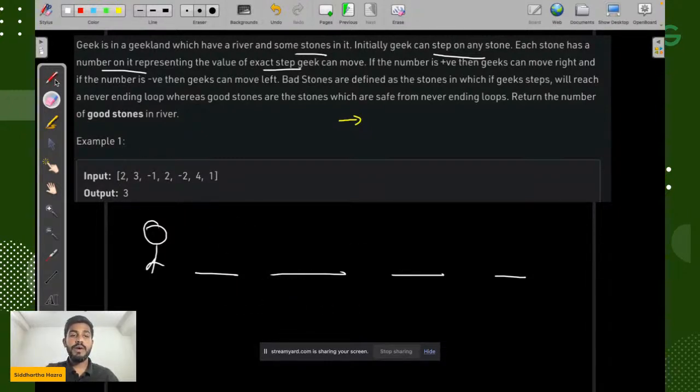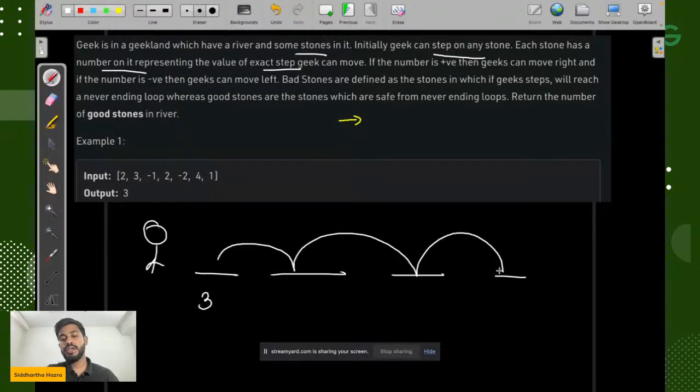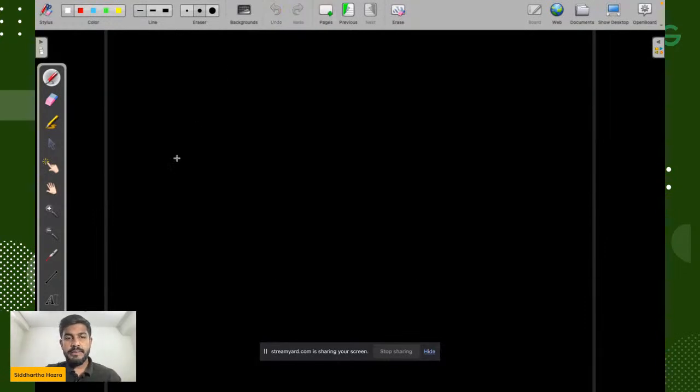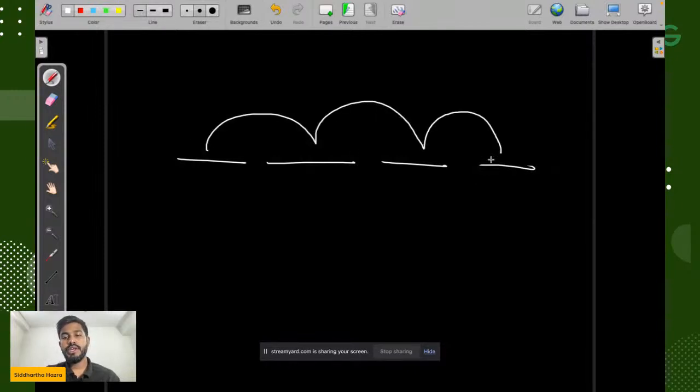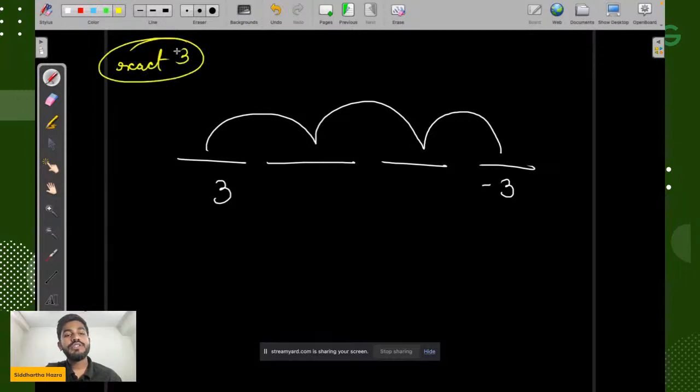Then suppose the given value at this point is 3, that means 1 2 3, so he would reach here. Okay, so now it might be a scenario that suppose it is given as, okay, 1 2 3, and suppose here it is written -3, here it is written 3. So if it is written -3, then at this point suppose 3, so exact 3 means I need to have exact 3. Okay, so I can't move less than 3, I can't move more than 3. As this is very important, so I would repeat it again.